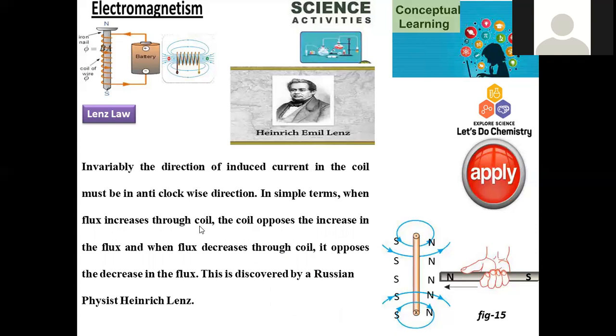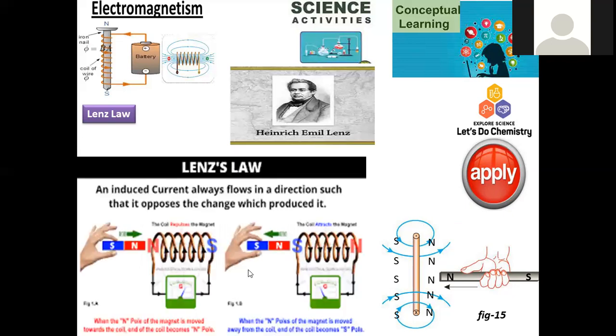In simple terms, when flux increases through the coil, the coil opposes the increase in the flux. When flux decreases through the coil, it opposes the decrease in the flux. This was discovered by the Russian physicist Heinrich Lenz, right? Whenever flux is induced within the system, in order to oppose it, an opposing magnetic field will operate till the flux effect gets minimized. This opposing effect was discovered by the Russian physicist Heinrich Lenz. So opposing forces operate, and that opposing force is in turn converted into electrical energy, which is nothing but work done upon the system.